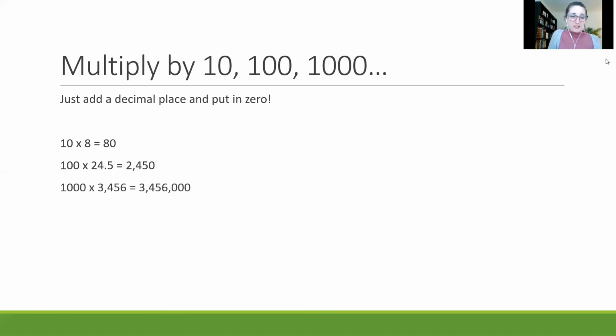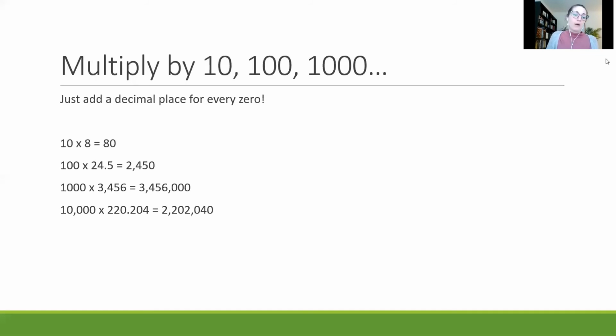Same with 1,000 times 3,456. If I see that I have 3 zeros, I need to find my decimal place, which would be after the 6, and I need to add 3 more places. So that's going to give me 3,456,000.